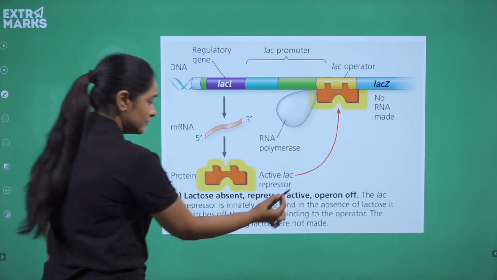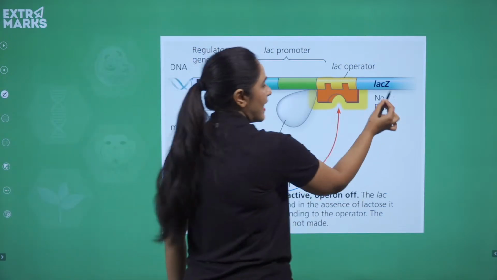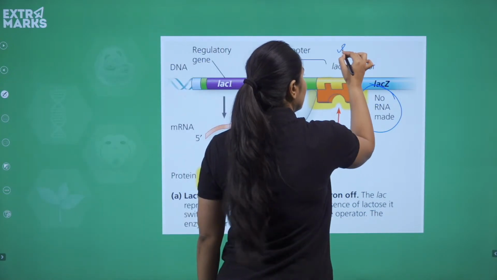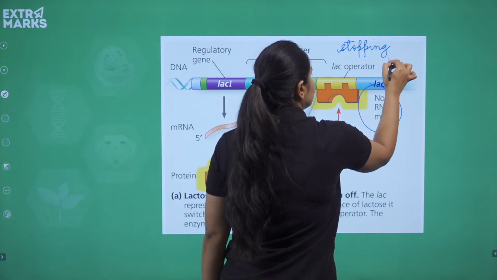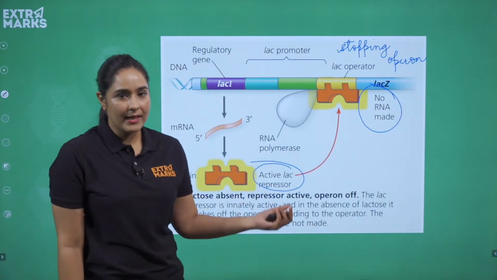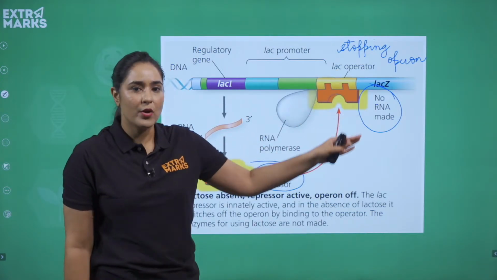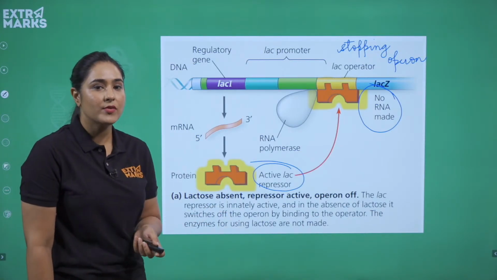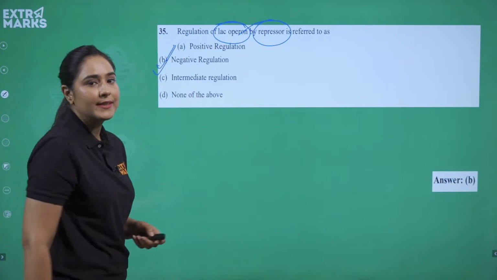See here, when the repressor is active, no RNA will be made. It is stopping the operon. So when the repressor is active, we do not have our proteins, they are not made here, and the operon is stopped. So obviously it will be known as a negative kind of regulation, as in the case of lac operon. So B is correct here.